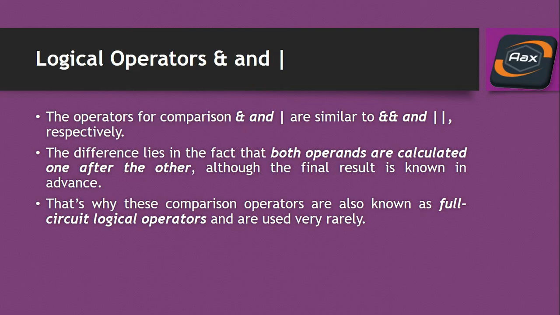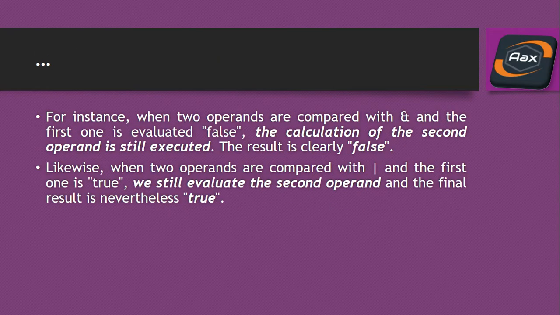We have also the logical operators single ampersand and single vertical line, not the double ones. They are similar but different. The difference lies in that the logical AND and logical OR operators are different from the single ampersand and single vertical line because those are full circuit logical operators. It means even if the first part is calculated to some result, the second part should also be evaluated. They are used rarely.